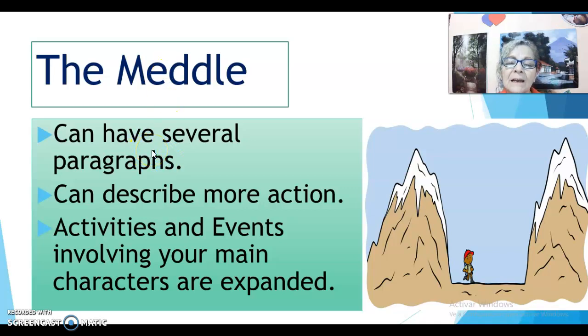This one can have several paragraphs. It can also describe more action and activities and events involving your main characters. In this one, the main characters are expanded.